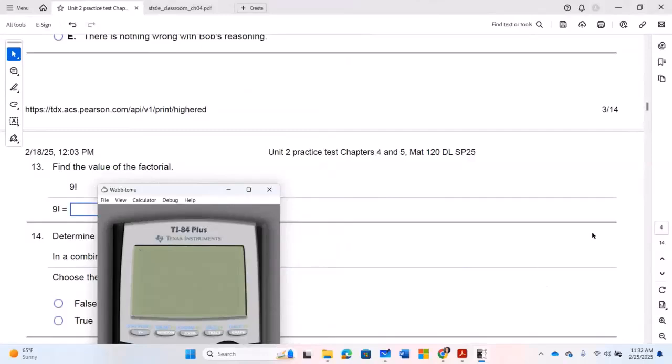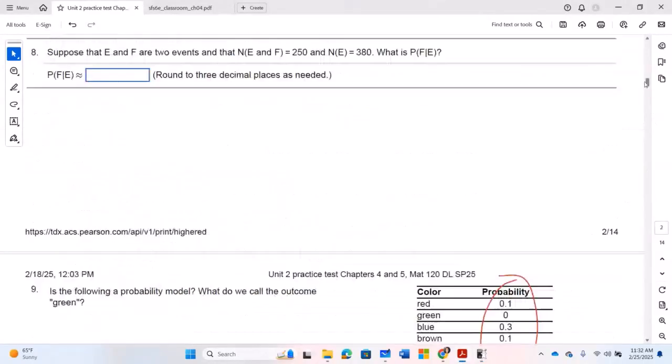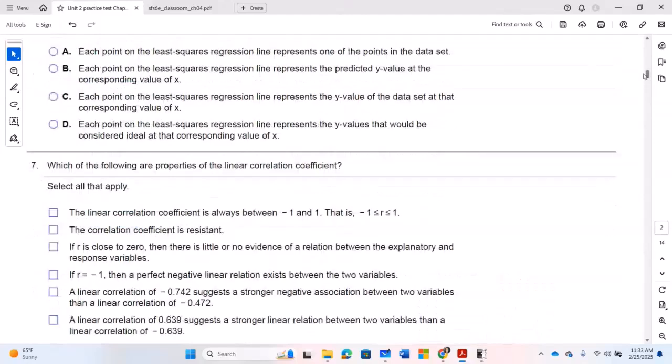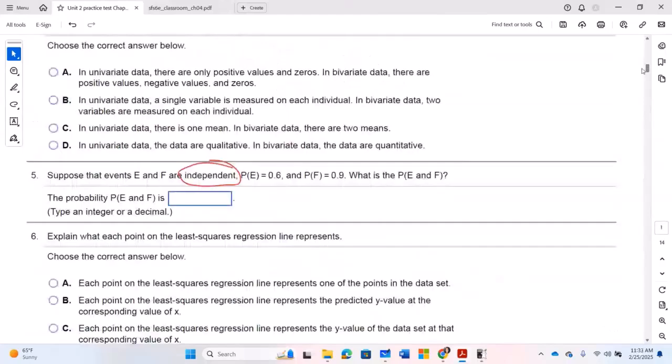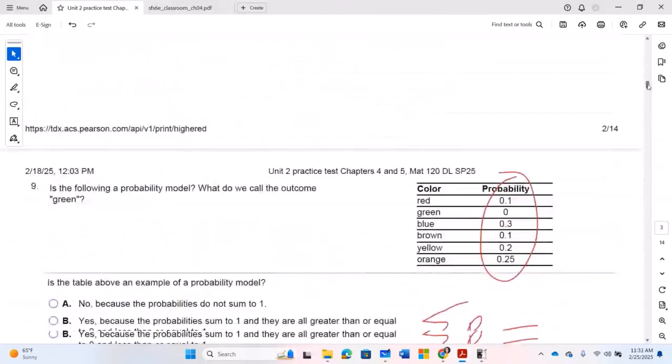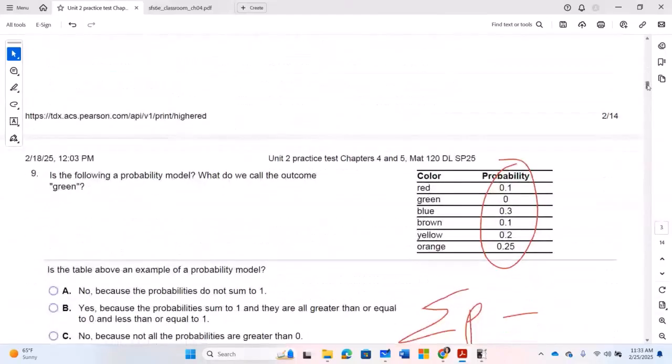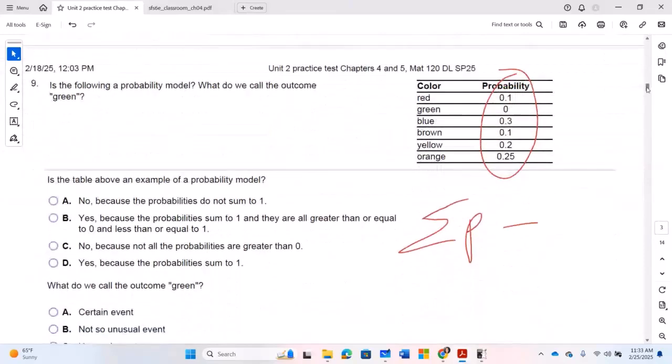Okay, and now we are going to go back and get into some linear regression. Before I get a question on linear regression, let's answer this question. Is the following a probability model? What do we call the outcome? Green. Okay, so we're going to answer that question.